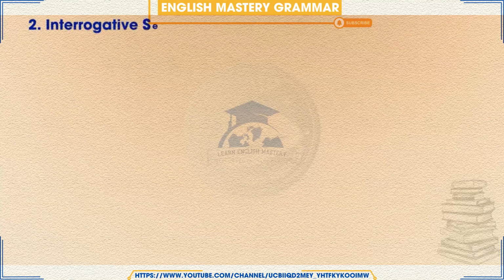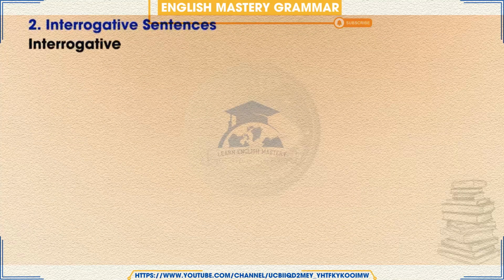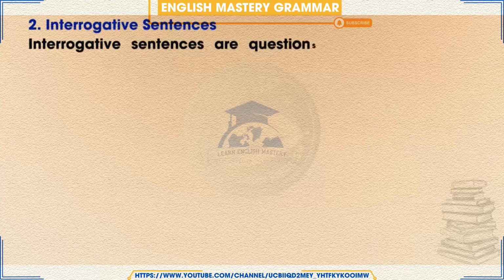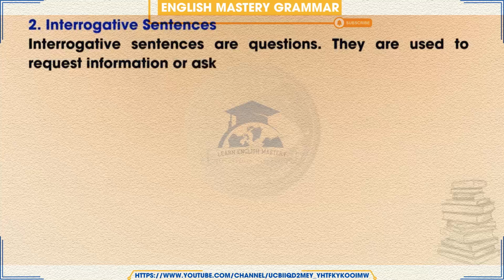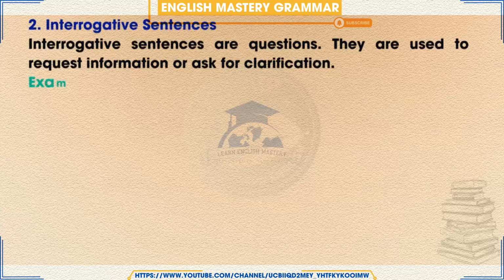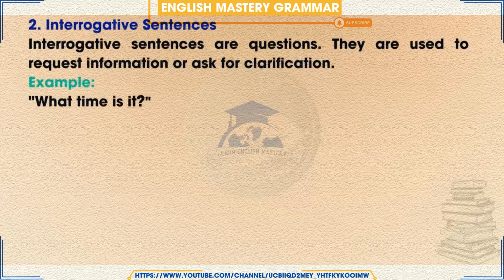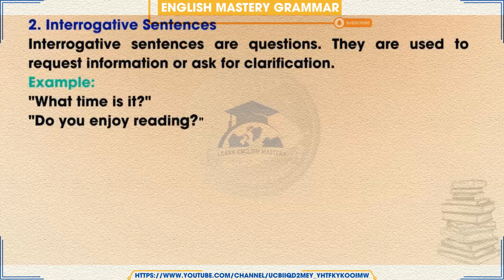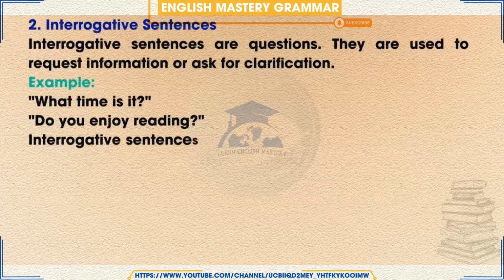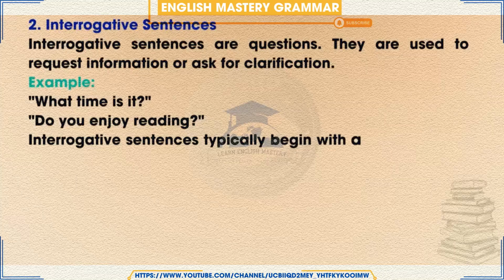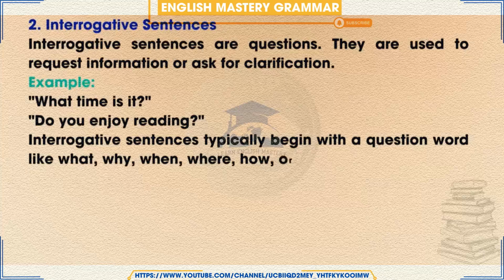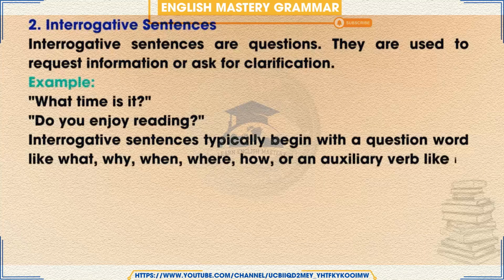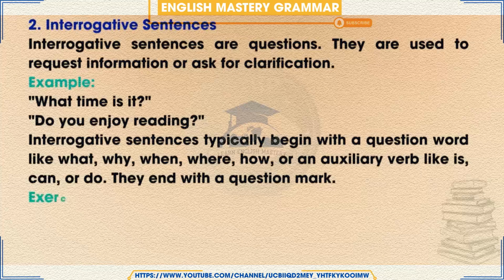Second, interrogative sentences. Interrogative sentences are questions. They are used to request information or ask for clarification. Example: What time is it? Do you enjoy reading? Interrogative sentences typically begin with a question word like what, why, when, where, how, or an auxiliary verb like is, can, or do. They end with a question mark.